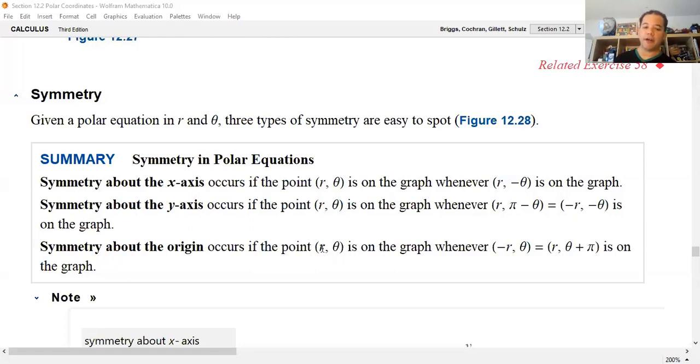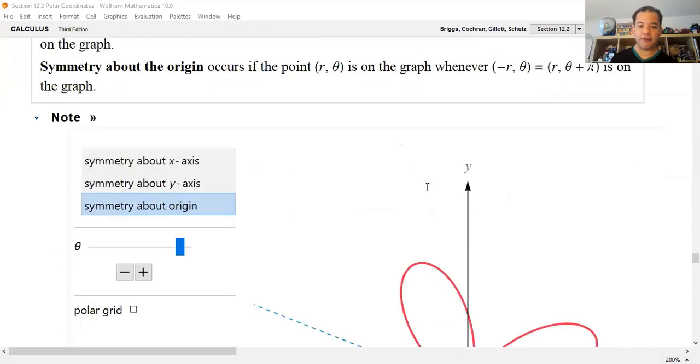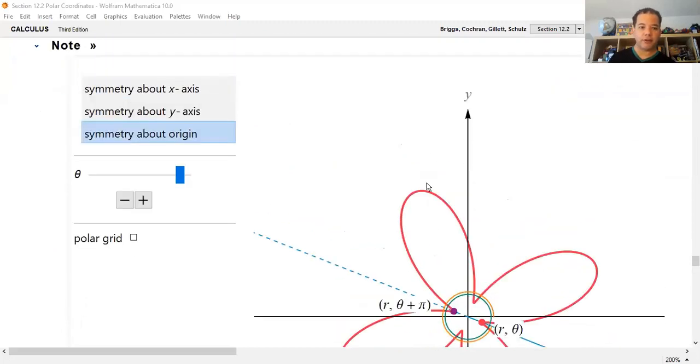If you can replace r with negative r, remember what we talked about, if you have the radius pointing in one direction, but if you make it negative r, it points in the opposite direction, that will make it symmetric with respect to the origin, right? I'll show you some pictures. I think that's the best way to explain it.